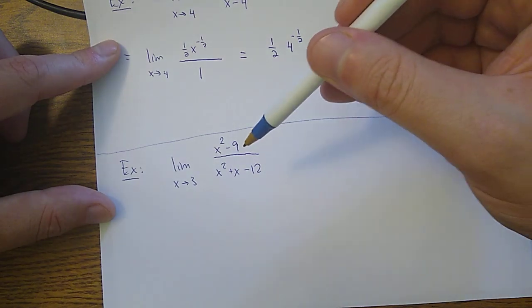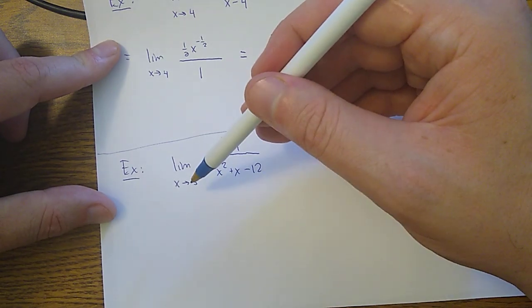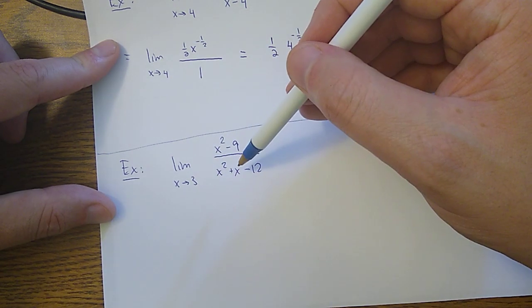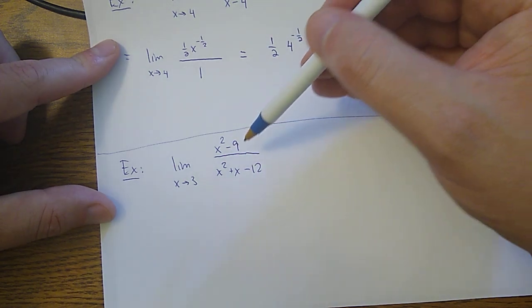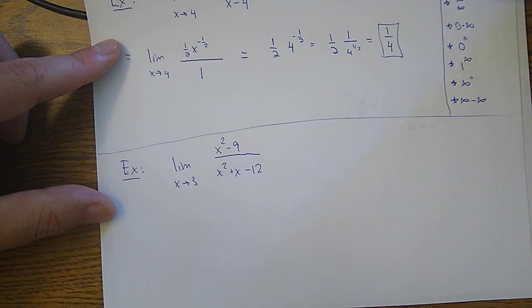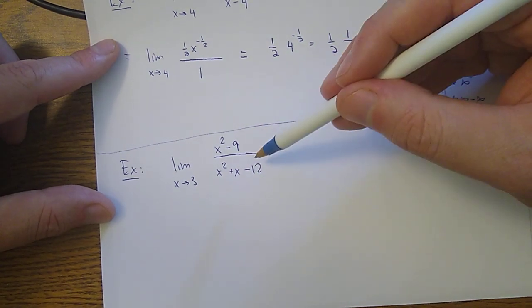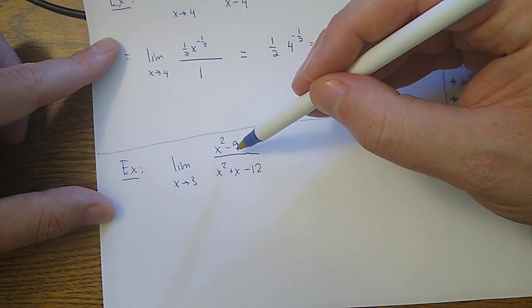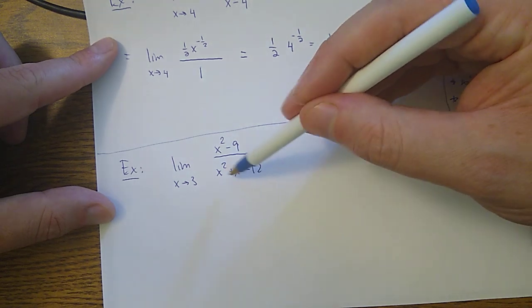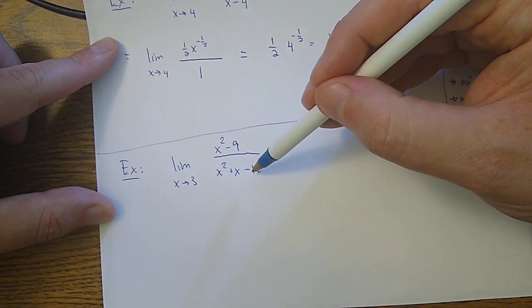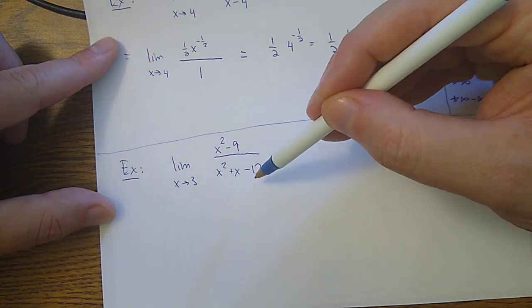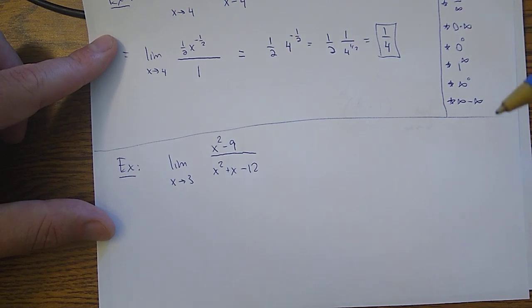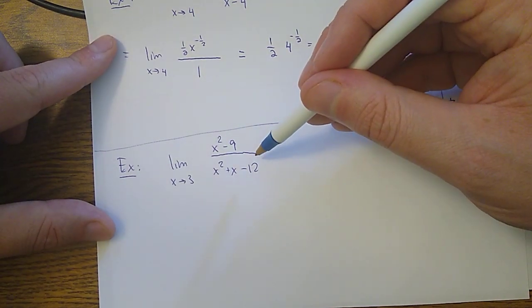Let's do this one. This is another one that we already know how to do. As x goes to 3, if I try to plug in 3 in the top, I'm going to get 0. If I plug in 3 in the bottom, I'm also going to get 0. This is a 0 over 0 indeterminate form, just like the last one. We already have the tools to know how to do this. As you can imagine, you can factor the top into x plus 3, x minus 3, and you can factor the bottom into x plus 4, x minus 3, and then cancel the x minus 3's and plug it in. These are skills that we've already had. I'm not going to do it that way. I'm going to do it using L'Hopital's rule this time.